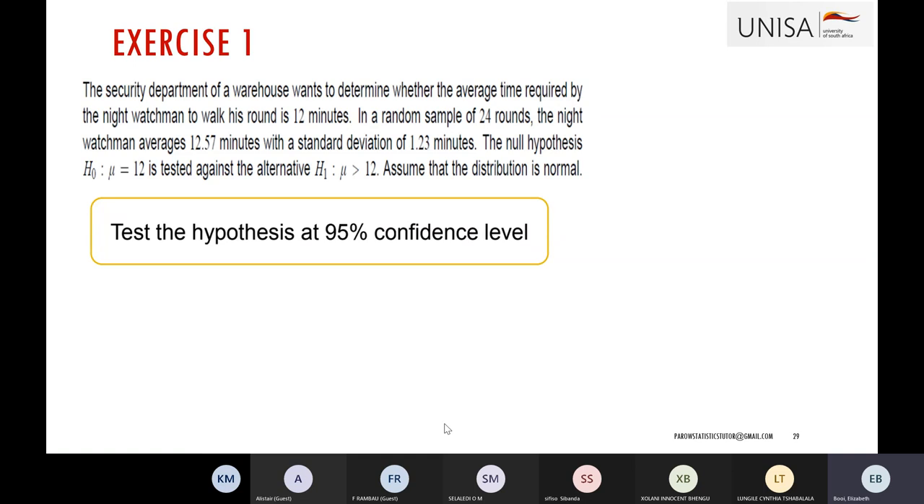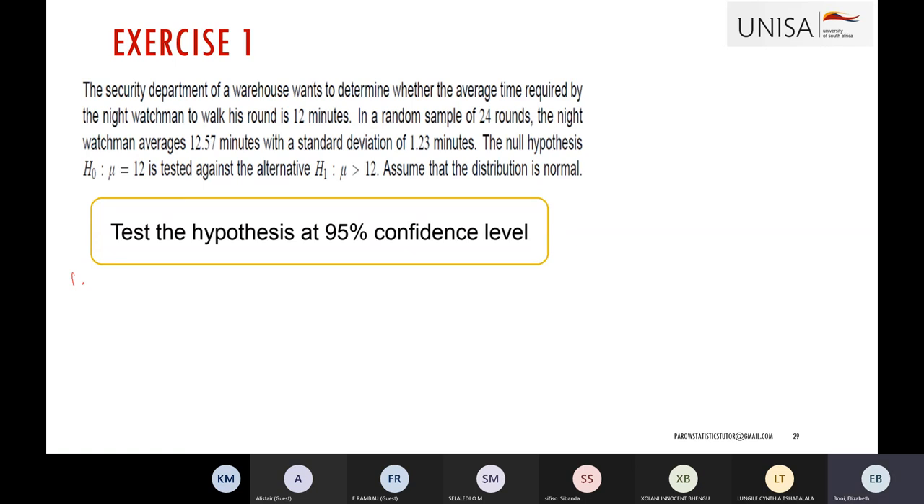I will need you to also open your tables so that you can go to the tables. You will do all the calculations. I'm not doing any calculations, so I need your help here. We're going to use all the six steps. So step number one: state your null hypothesis and your alternative hypothesis.